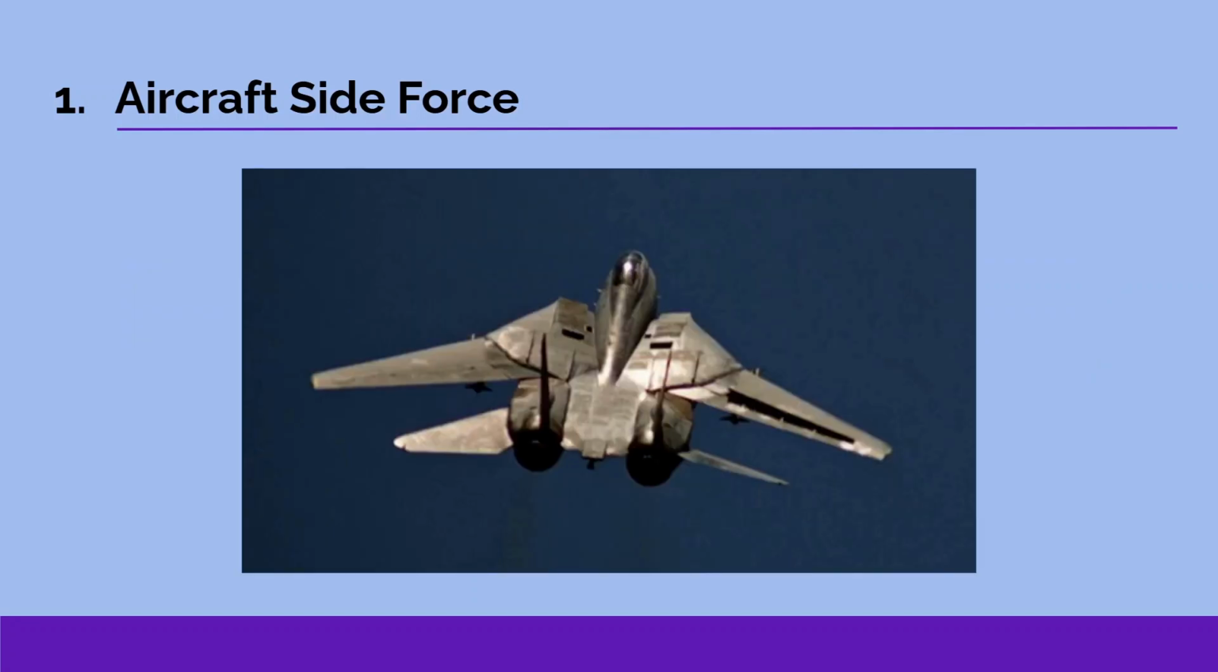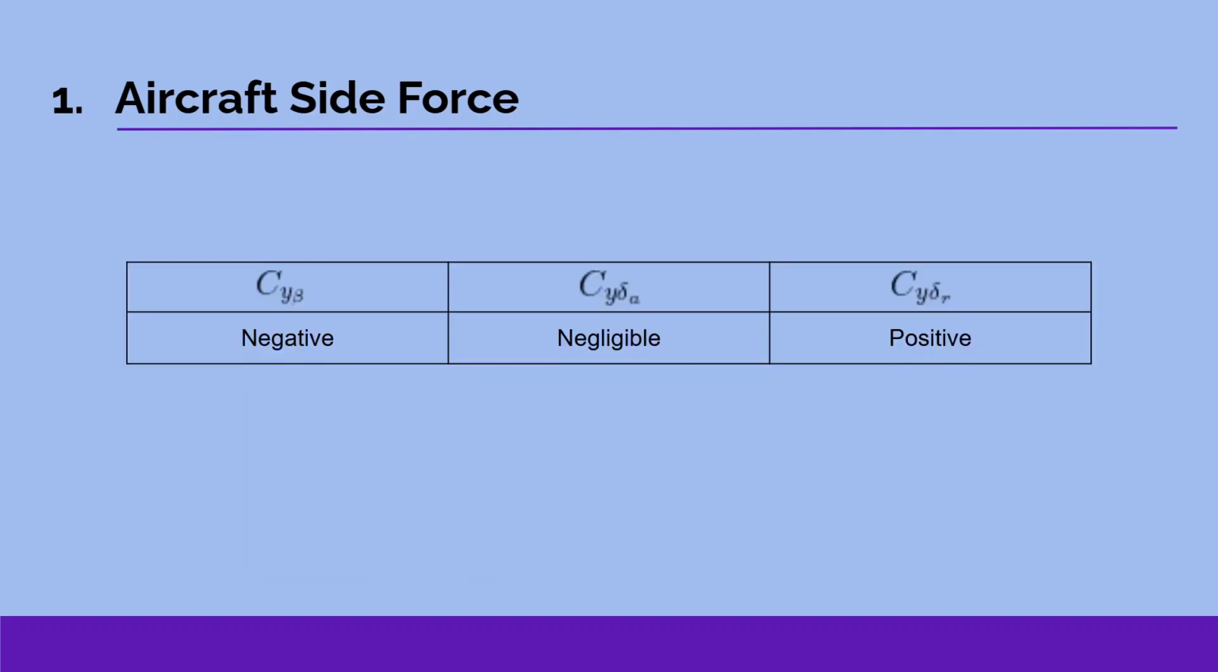So for a given fighter jet, sometimes the horizontal stabilizer is used to create a roll, and that is achieved by having a differential deflection of the horizontal stabilizer, and in this case, this would create differential pressure on the vertical tail, which in turn creates a side force. So that would be the only case where this is not negligible.